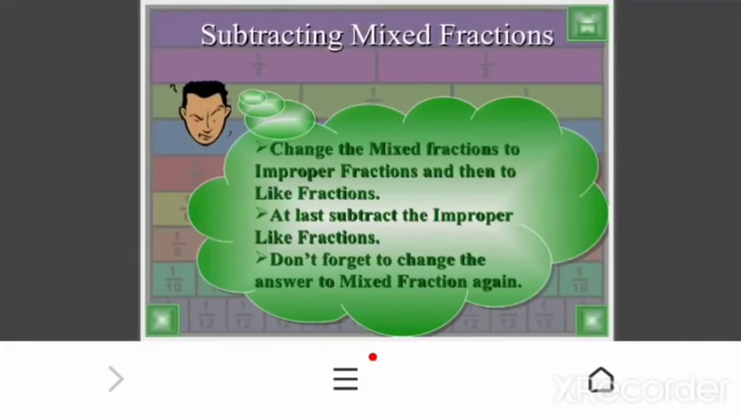Now children, subtracting mixed fractions. So what will you do? Change the mixed fractions to improper fractions, then to like fractions, and at last subtract the improper like fractions. And children, last, keep in mind, don't forget to change the answer to a mixed fraction again.